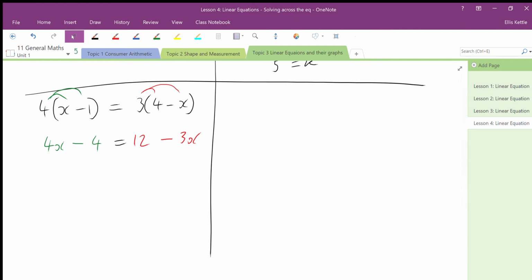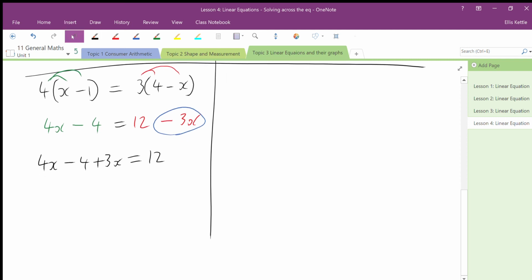Alrighty. This time, I'm actually going to move letters to the left, numbers to the right. Let's do it. Alrighty, so let's move that to the other side. So we're going to get 4x minus 4 plus 3x equals 12. Okay? From there, well, I've got two things that are like 4x and plus 3x. So that gives us 7x minus 4 equals 12.